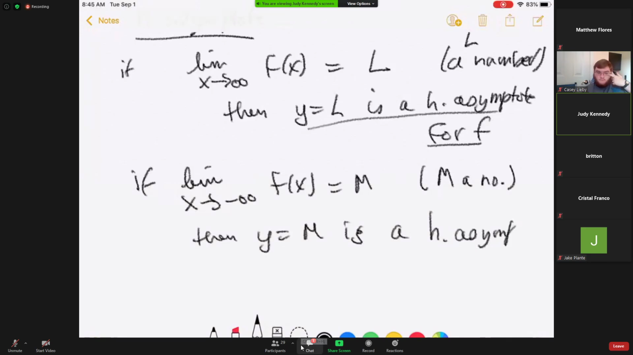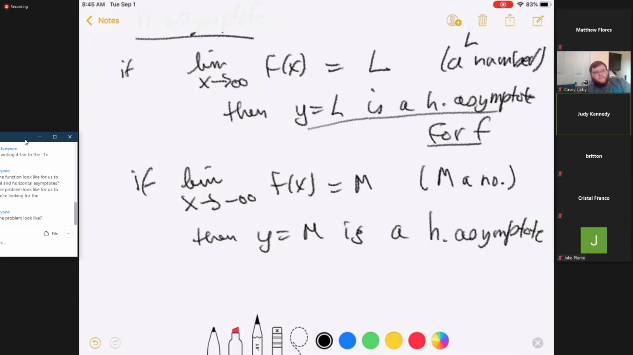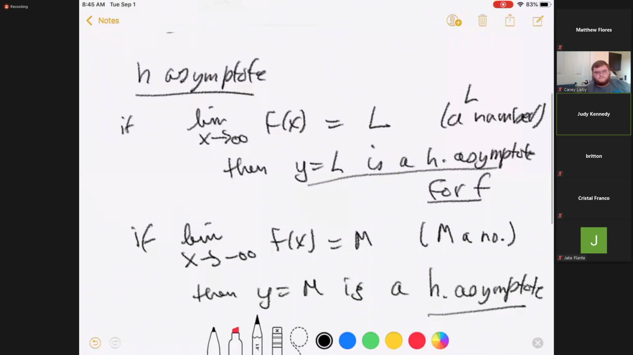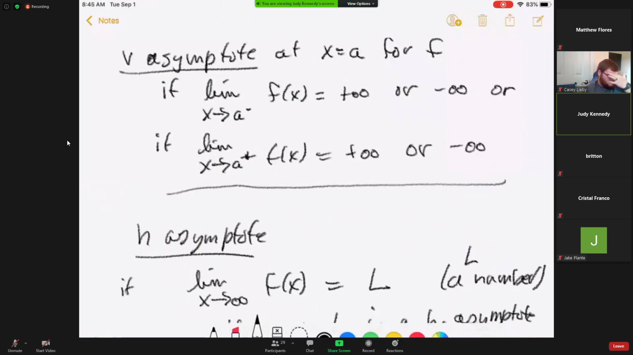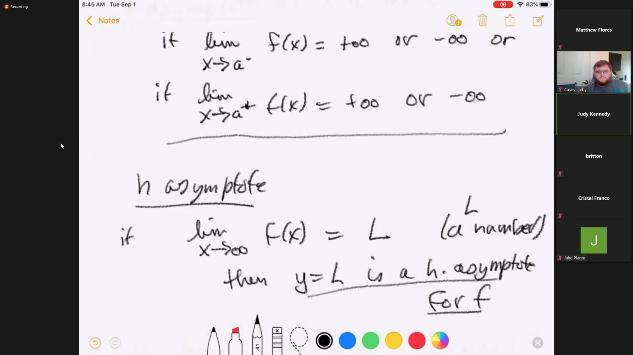So yeah, a function can have only two horizontal asymptotes because you're either going to minus infinity to get the L, or you're going to plus infinity to get the L. So only two horizontal asymptotes. It can have as many vertical asymptotes as you please. Okay, does that answer the question?